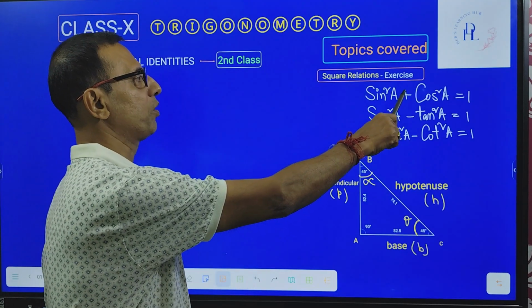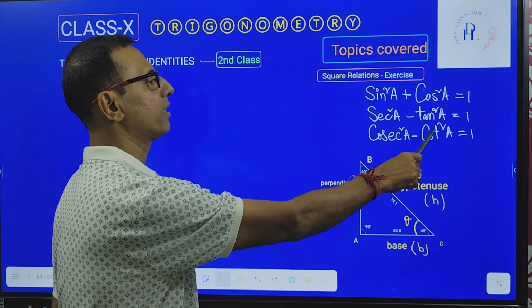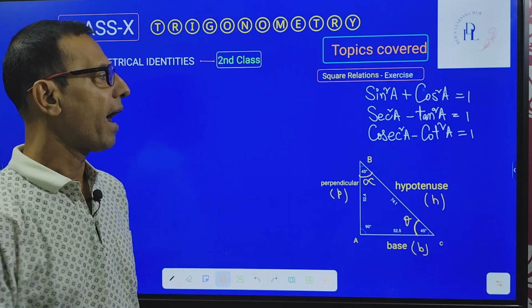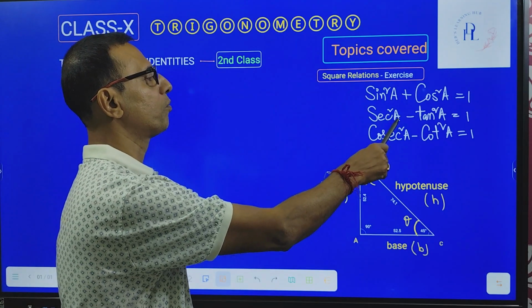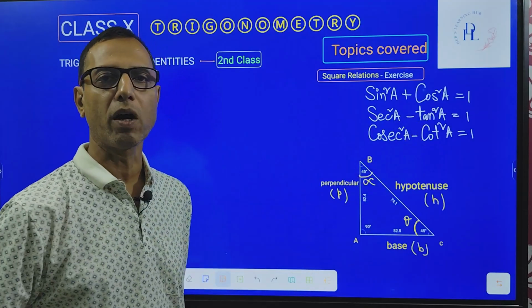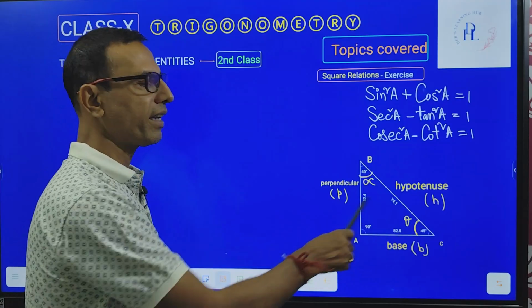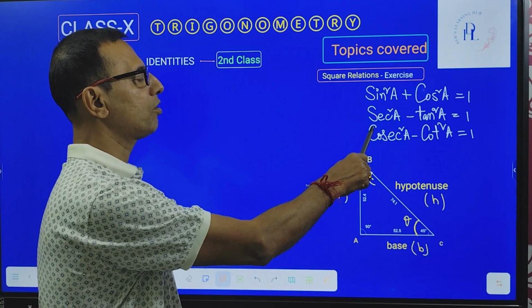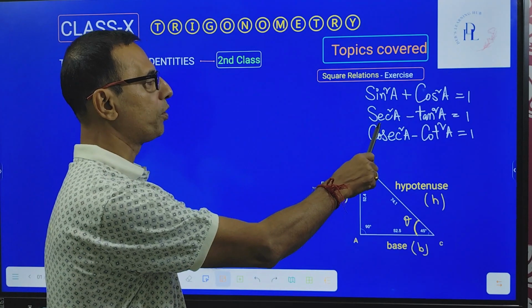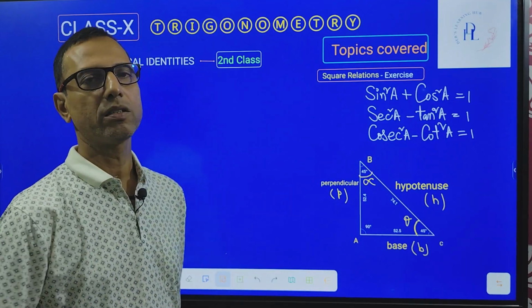These three square formulas: sin square A plus cos square A equals to 1, sec square A minus tan square A equals to 1, cosec square A minus cot square A equals to 1. Out of these three, I have already proved sin square A plus cos square A equals to 1 and sec square A minus tan square A equals to 1 from the given triangle. And I asked you to prove cosec square A minus cot square A equals to 1 on your own from a right-angled triangle.